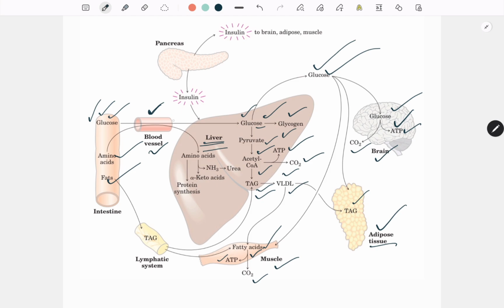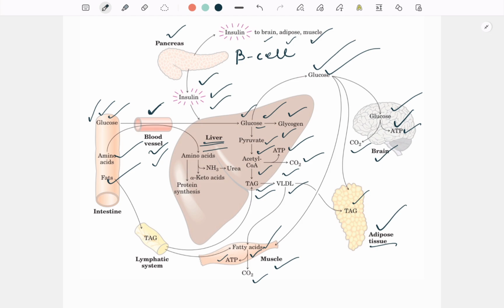As the glucose concentration inside the blood increases, the pancreas produces a hormone called insulin. The target organs of insulin are all the tissues present in the body. So, this insulin generally acts on liver cells and also on brain cells, adipose cells, and muscle cells. This insulin is produced from the beta cells of the pancreas.